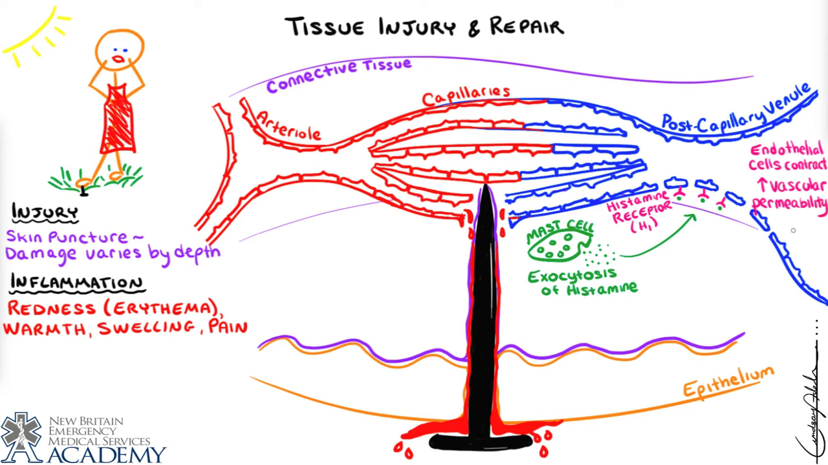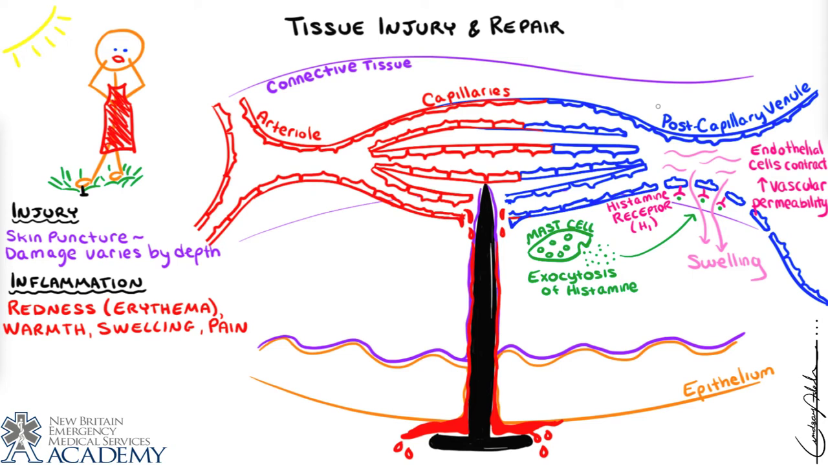So permeability refers to the ability of stuff to move either across a membrane or from one compartment to another. And in this case, what we're talking about is the ability of the fluid, so the plasma inside of the blood vessels, to be able to pass out of the blood vessels and into the connective tissue that surrounds it. And so when we increase vascular permeability, we're making it easier for that fluid to leak out into the connective tissue space. And so what we're going to get is swelling. So that's one of our 4 key parts of inflammation that we mentioned.